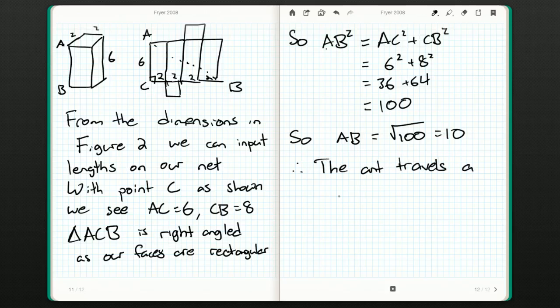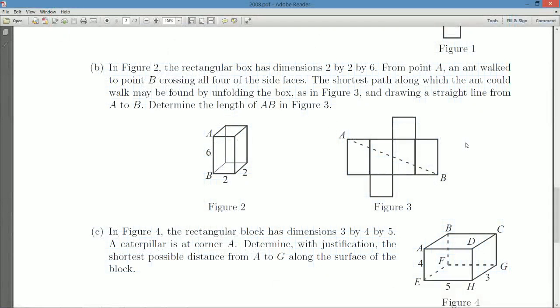So the ant travels a distance of 10. Put a little box around it, nice and neat. So we determine the length of AB. We know how far the ant has traveled.